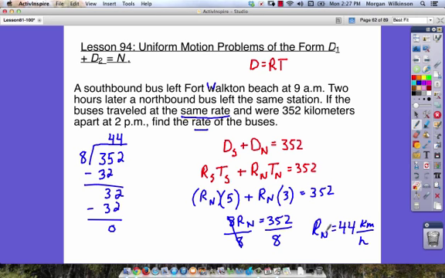And we know the rate of the northbound bus and the rate of the southbound bus is the same, so our rate here, we can just describe our rate as one thing for both. Our rate is equal to 44 kilometers per hour for both buses. Let's look at one more example today.